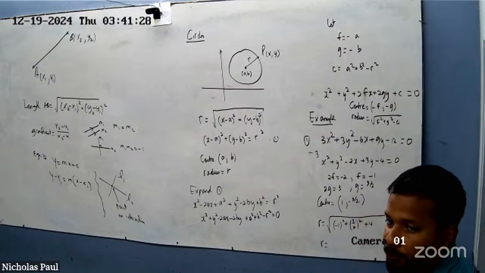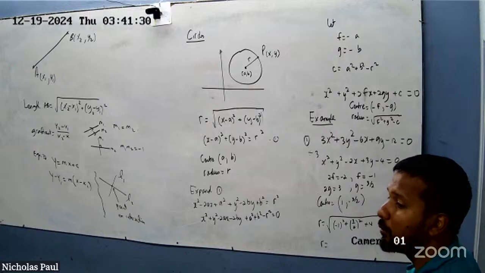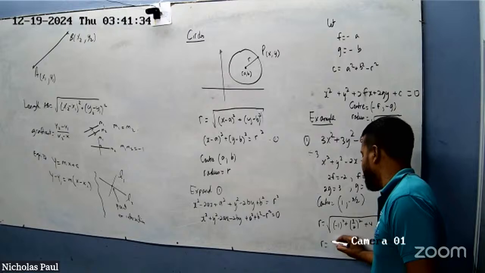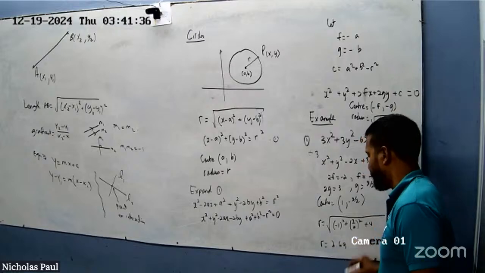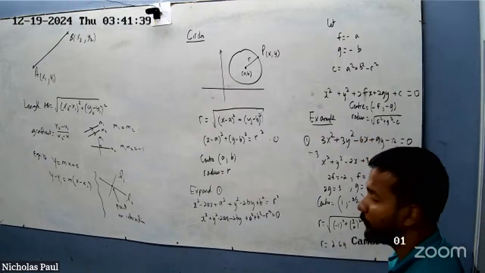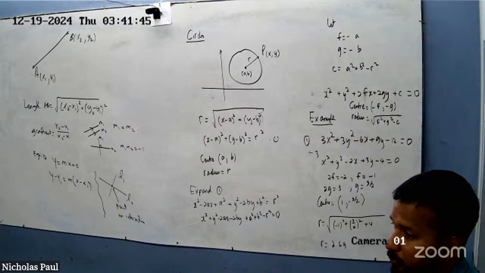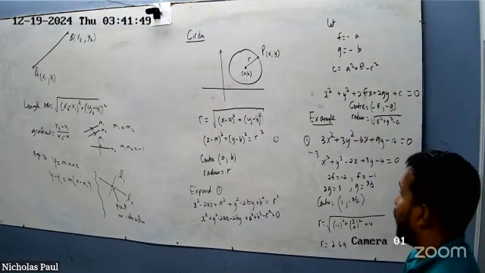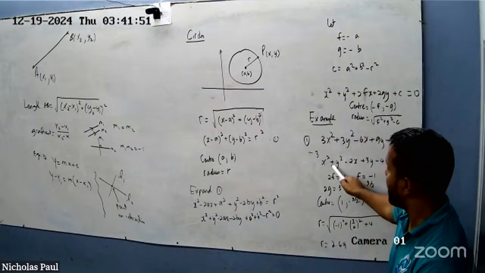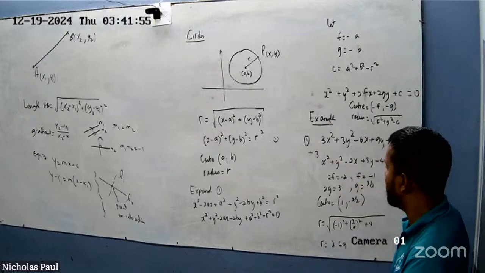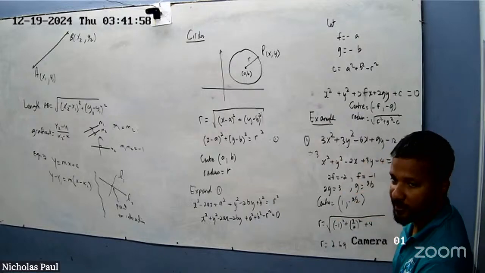So I get 2.69 after the square root. So the radius is 2.69. Okay. All right. So always remember, right? Always remember that we are equating the form x squared plus y squared, right? So that's divided out. So although you're seeing a 3 there, it can still be a circle.